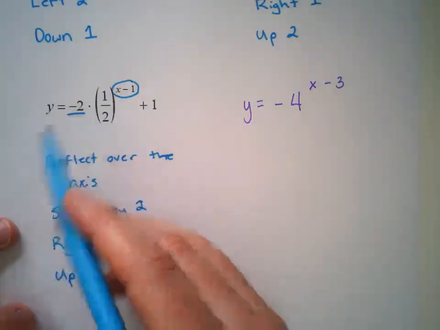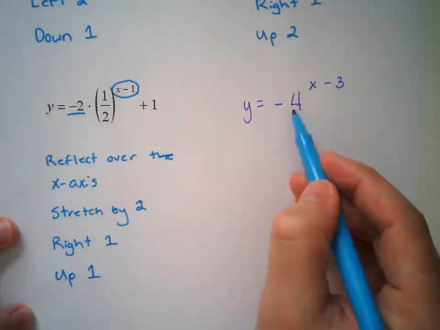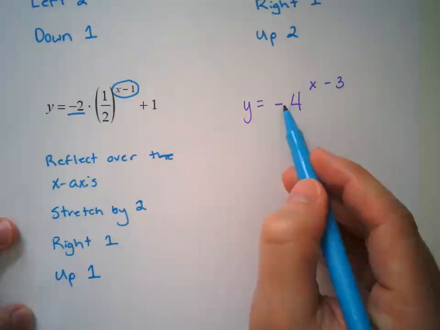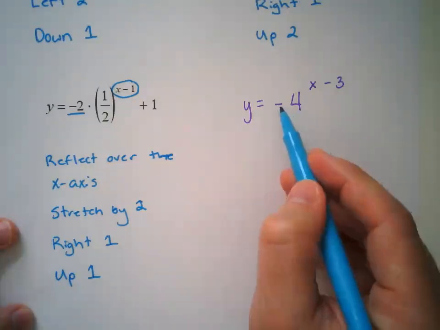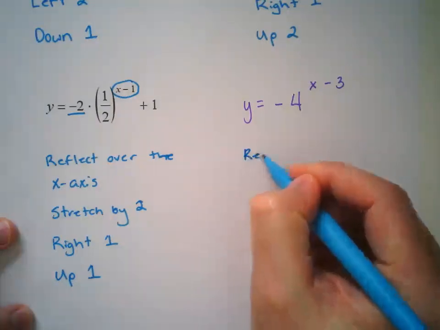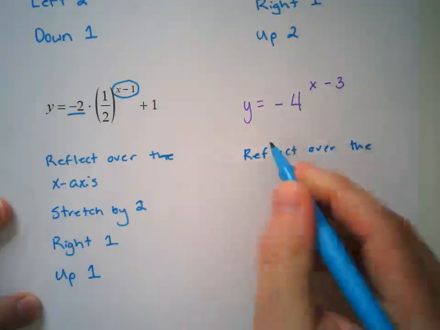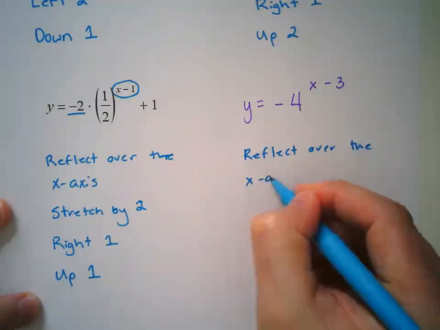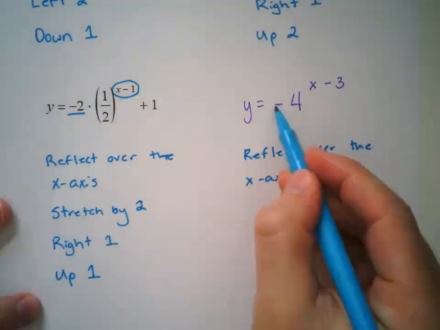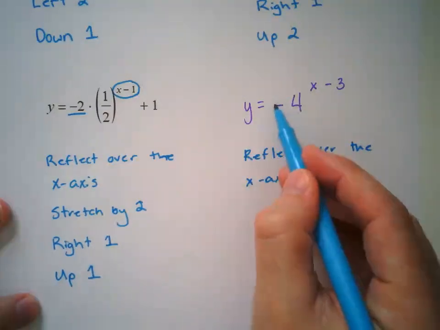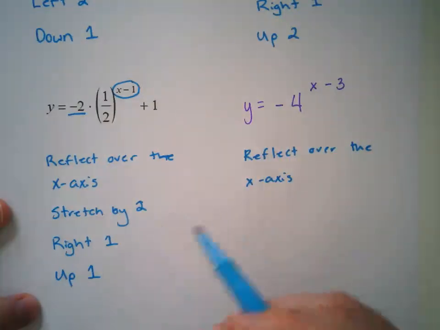All these numbers had something in front. We don't actually see a number in front here. The 4 is the number that has the exponent. So all that negative means is that there's a negative 1 in front of the 4. So that negative means we reflect over the x-axis. There's not going to be a stretch or shrink here because it's a negative 1, and that 1 means it stays the same. So there is no stretch or shrink here.